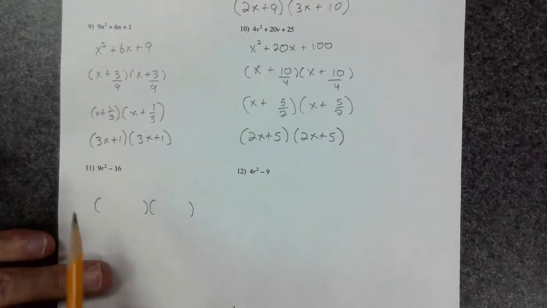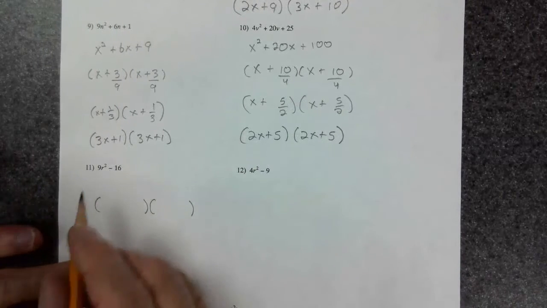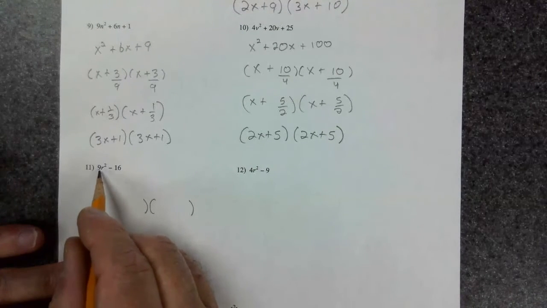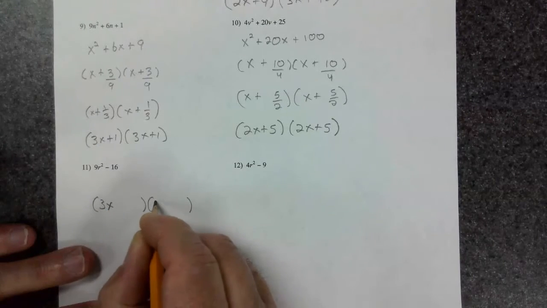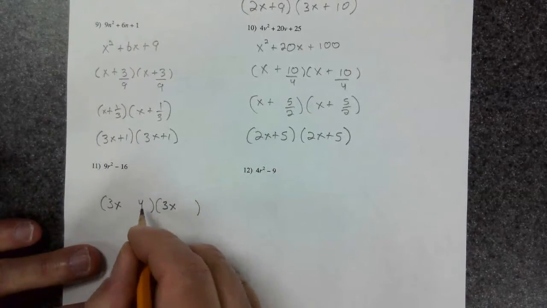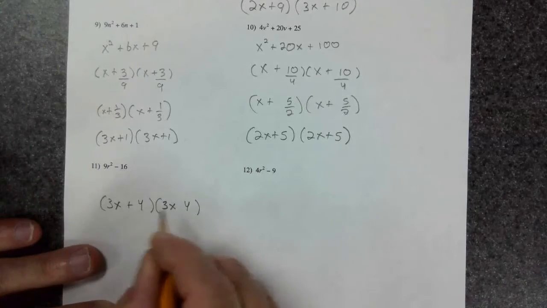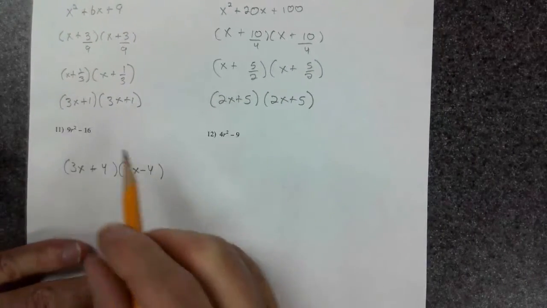When there's only two terms, the only way that can happen, again, I'm using x's. The square root of 9x squared is 3x. Just put it here and here. The square root of 16 is 4. One's a plus and one's a minus. The signs are different. But these are that simple.